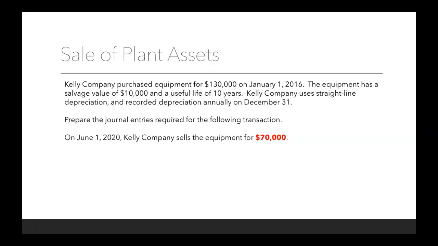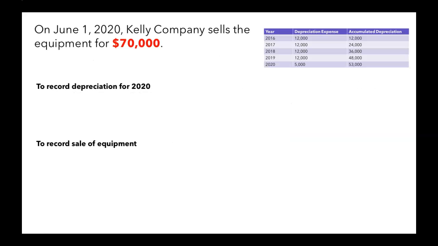Now, let's switch it up a bit. Everything remains the same other than the selling price. So now Kelly Company is selling the equipment for $70,000. So we still need to record depreciation for 2020. It's going to look exactly the same as we did in our last example, right? We're just recording that $5,000 portion of our depreciation. Now, recording the sale of the equipment. Some of the accounts will be the same.